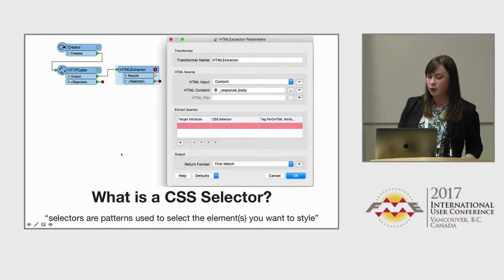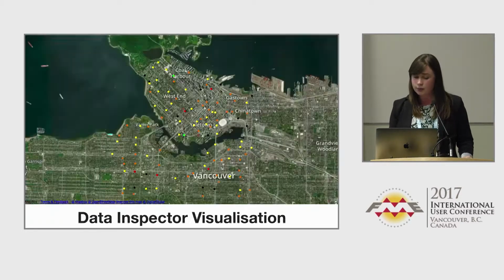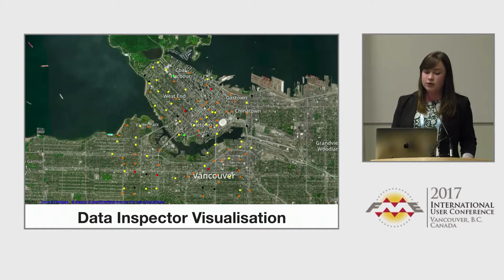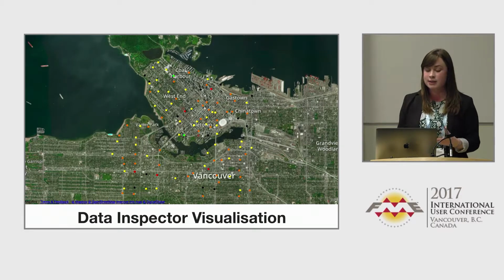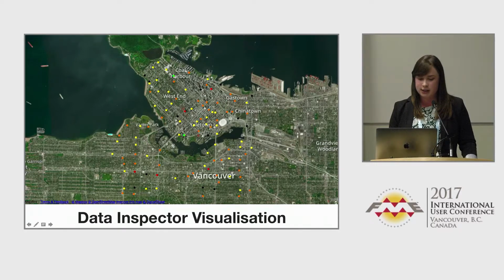And then for the return format, you can set it to first match. So the first one it will find, you just get one output attribute. Or if you want it to match several things on that page, you can set it to return as a list. And then that gave me the output just in the inspector. I managed to pull those off the website, colorized depending on percentage availability, and then you can see that in the data inspector. So you can see all the different dots of bike stations around Vancouver.